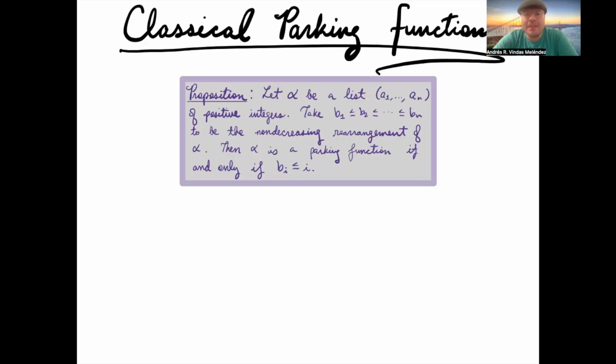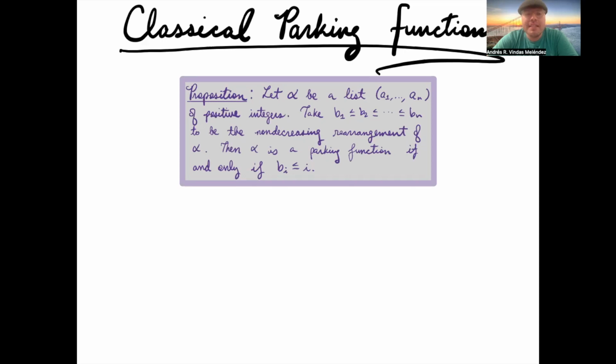So continuing with the setting of classical parking functions, we're going to let alpha be a list a1 through an of positive integers. And we're going to take their non-decreasing rearrangement. So we're going to take b1 is less than or equal to b2 is less than or equal to b3, and so on, to be the non-decreasing rearrangement of alpha.